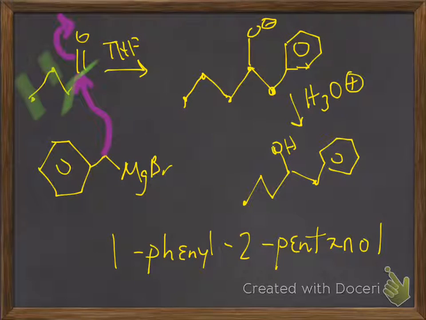So let's do another example. Oh, I forgot to point that out. I wanted to point out here that in doing all of this, what kind of alcohol do we make here? Primary, secondary, tertiary. It's a secondary. So to make a secondary, you have to start off with an aldehyde that touches one other carbon. You can't use a ketone. So let's go ahead and do something.